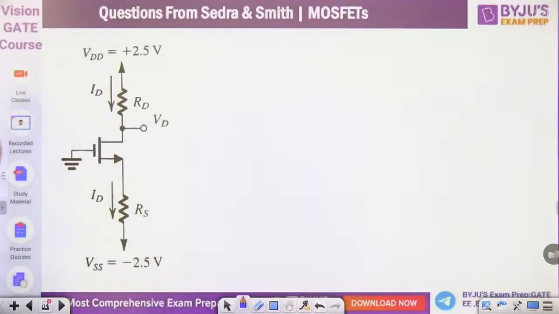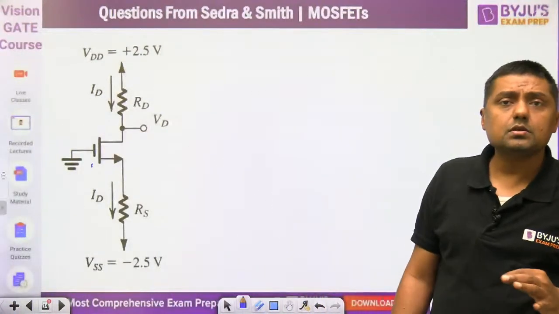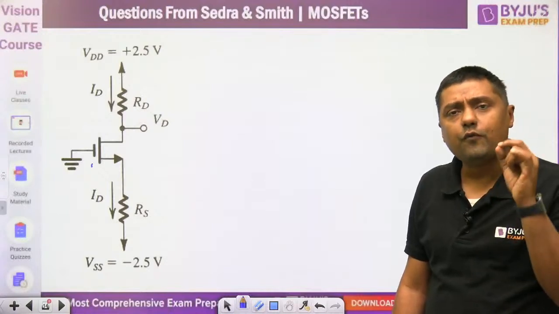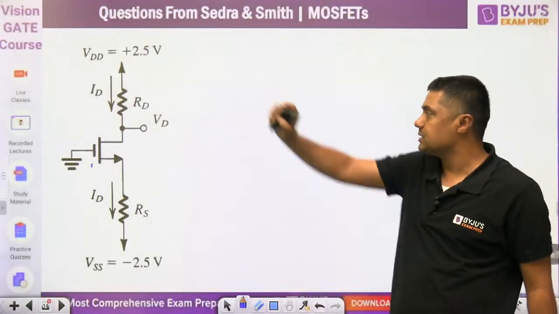What do we have to design in it? Design the circuit is the language of a particular textbook. It means the circuit is already given, and we must tell which type of MOSFET, N channel or P channel. VDD is given as battery 2.5, VSS is minus 2.5, and the gate is connected to ground. But what is unknown here? RD and RS. To design the circuit means simply to find the values of RD and RS for the given current and given battery values.